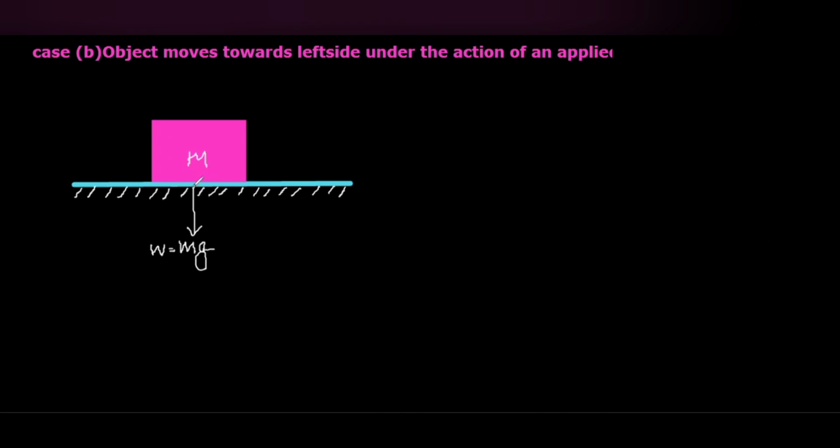mg, that will act exactly downward. Weight is the force exerted by the object to the surface. Then we can say the surface will exert equal and opposite reaction force to this weight. That is the reaction force, which is acting exactly upwards. Here this is when the object is at rest.